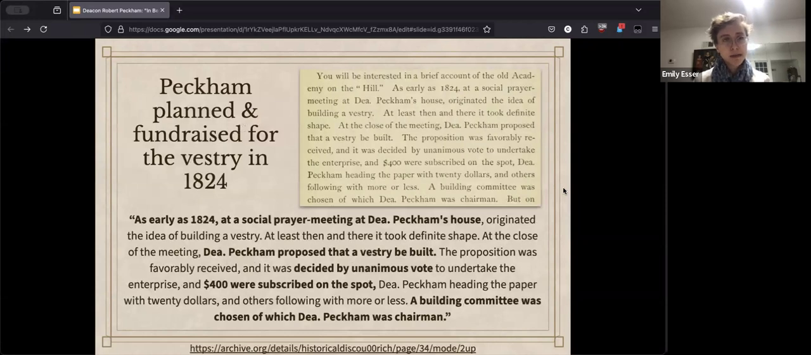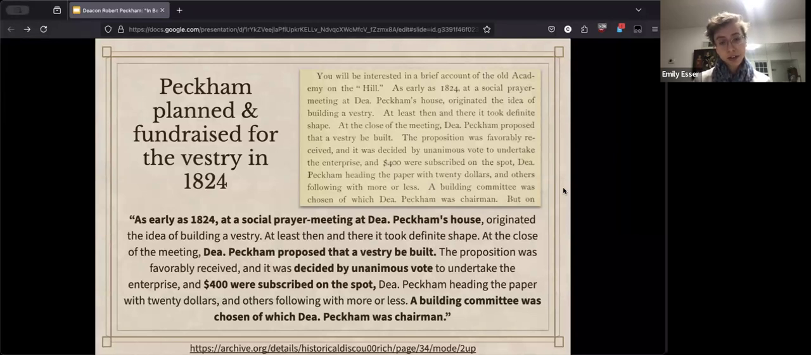Now, here's more of Peckham supporting Westminster, doing the best he could. As early as 1824, at a social prayer meeting at Deacon Peckham's house, originated the idea of building a vestry. At the close of the meeting, Deacon Peckham proposed that a vestry be built. The proposition was favorably received, and it was decided by unanimous vote to undertake the enterprise, and $400 was subscribed on the spot. Deacon Peckham heading the paper with $20, and others following with more or less.